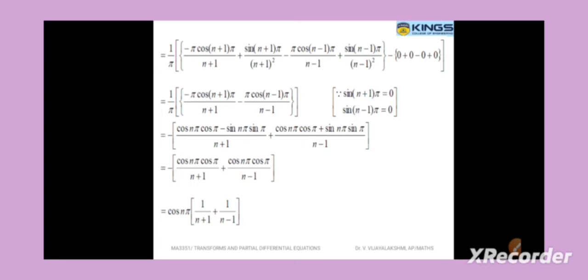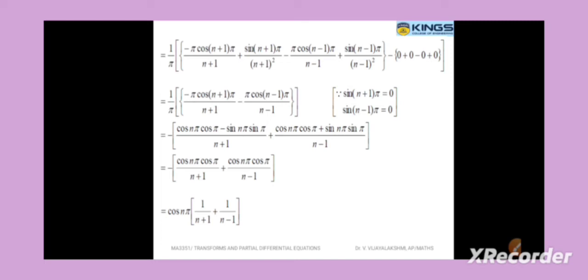And for the first one, minus cos of (n plus 1) pi divided by n plus 1, and for the second one, sine of (n plus 1) pi. We know the value of sine of n pi. Sine of n pi is 0. Sine of any multiple of pi is 0. So sine of (n plus 1) pi becomes 0.